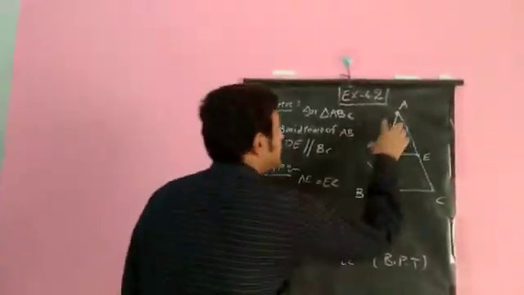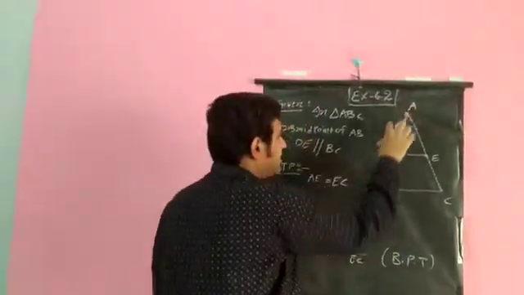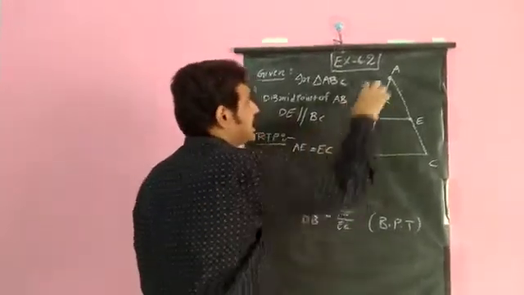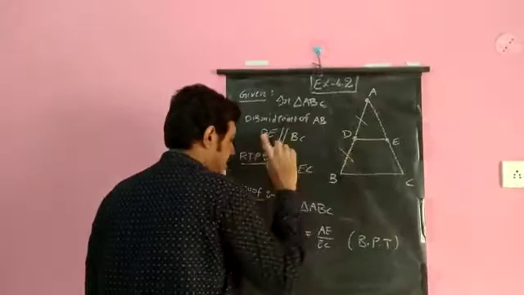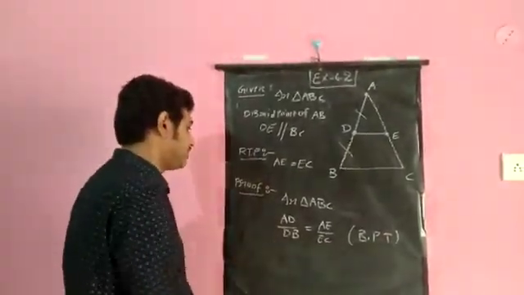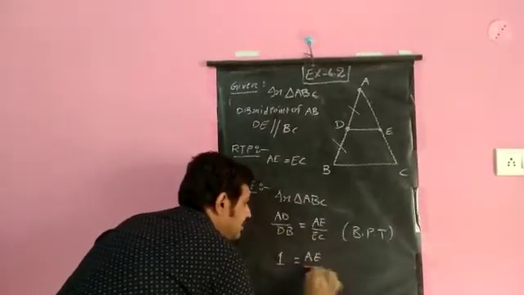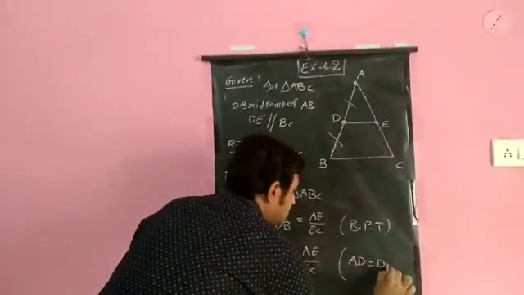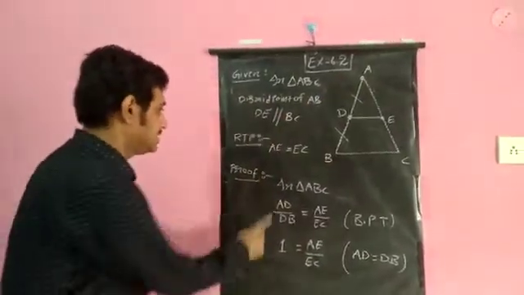Now here D is the midpoint. I am saying from the beginning that AD equals DB. That means if AD is 5 centimeters, DB is also 5 centimeters. AD by DB means 5 by 5, which is 1. If AD is 2 centimeters, DB is 2 centimeters, AD by DB means 2 by 2, again 1. So AD by DB is equal to 1 because D is the midpoint of AB. I am writing it directly as 1, which equals AE by EC. If this is 10, this is also 10, 10 by 10 is 1.